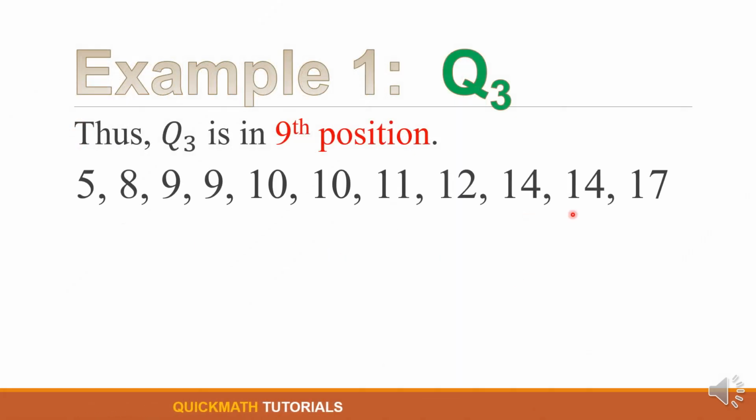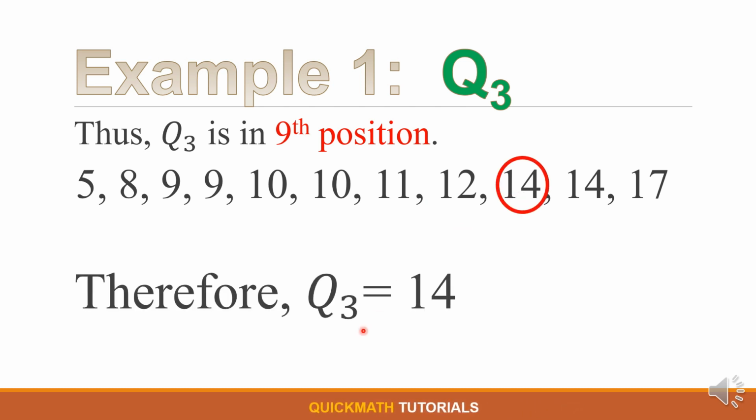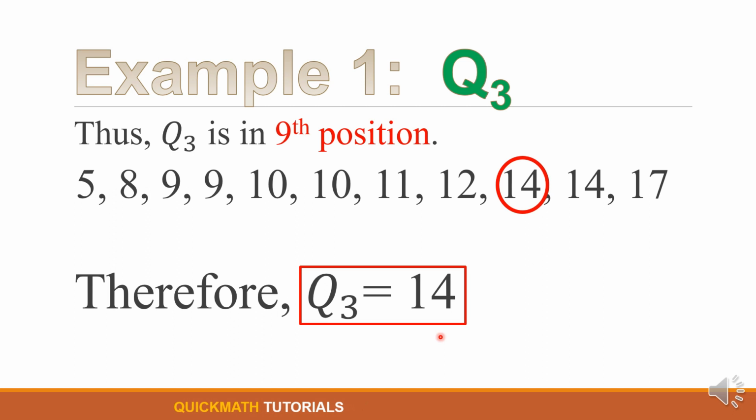Looking back to the data, our q sub 3 is in 9th position, so we will count 1, 2, 3, 4, 5, 6, 7, 8, 9. Therefore, our q sub 3 is equal to 14.